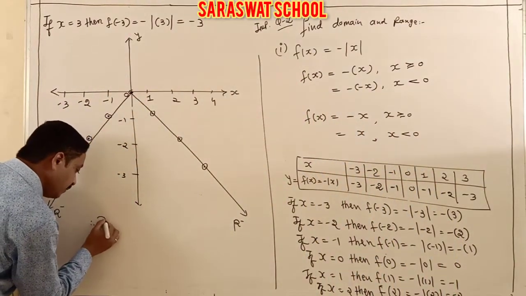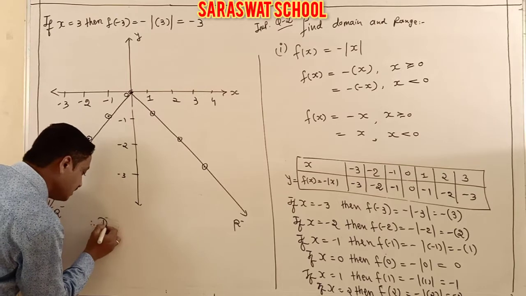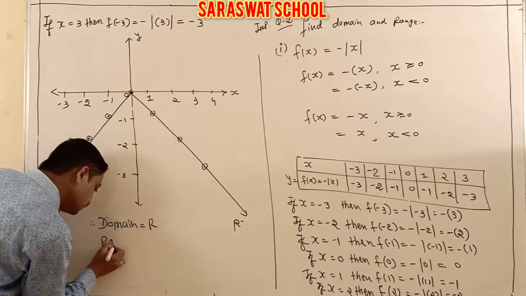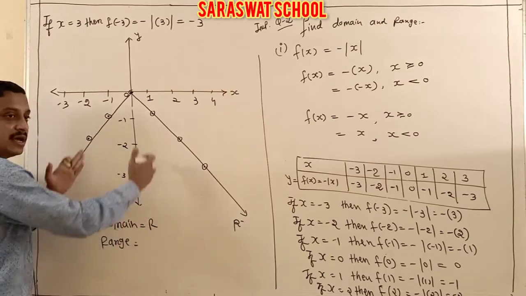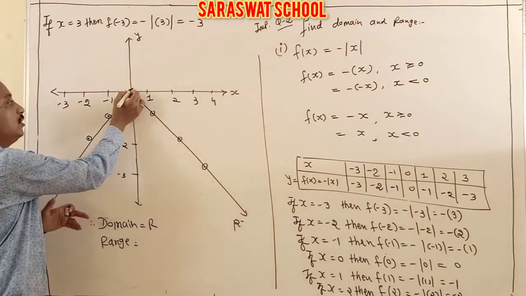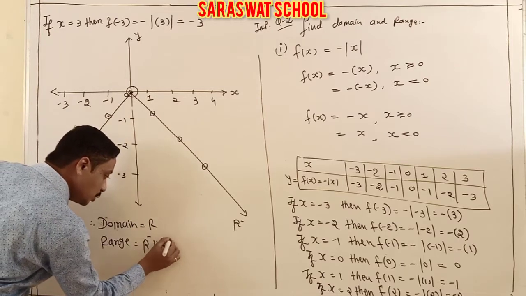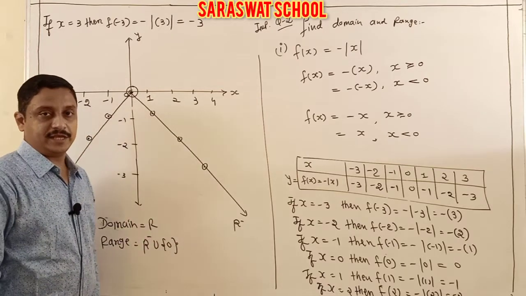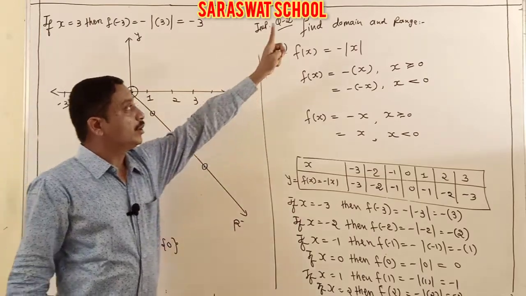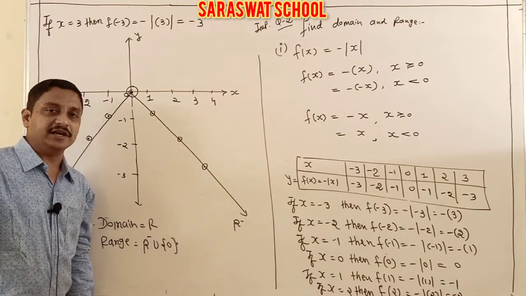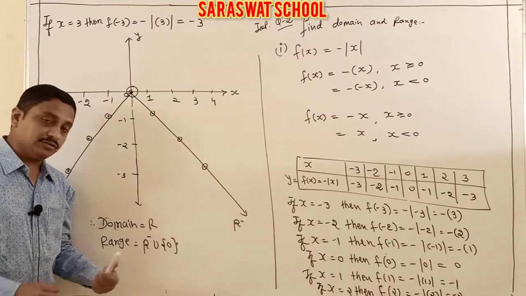What is your domain? Yes, my domain is R. But range is R minus and including this 0. It means R minus union 0. Yes, this answer is for domain and range. Students, here happily and easily done. You also write down this answer.